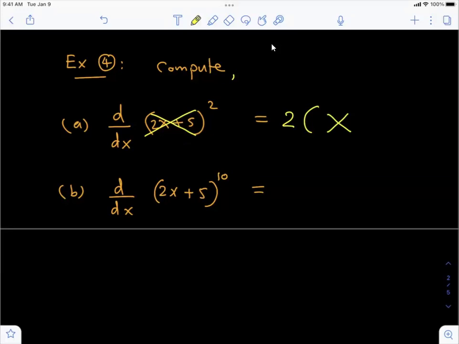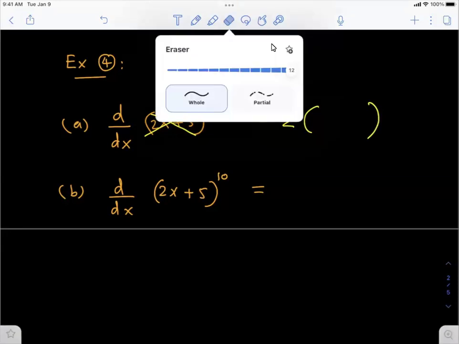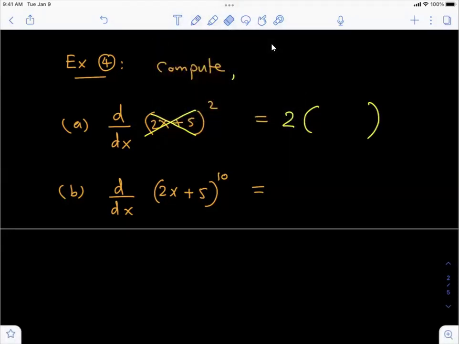So let me do this. I have to be careful with removal of this without removing anything else, right? So x is none other than what's sitting inside. So what you see here is just playing the role of, let's say, a different variable, and then times, don't forget, now you need to take the derivative of the inner function, which is going to be just 2.